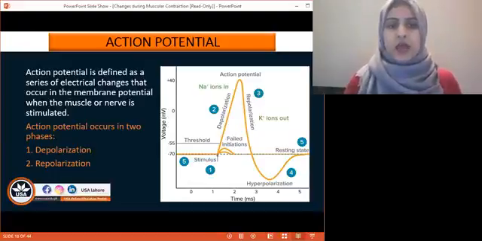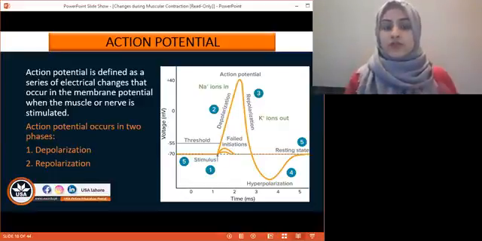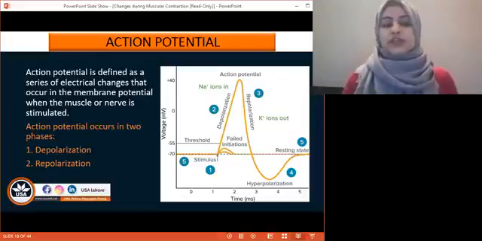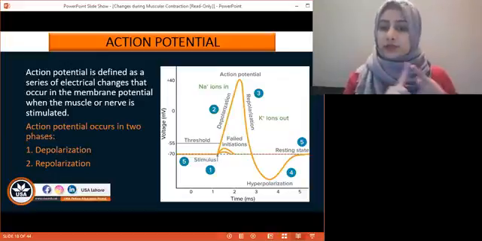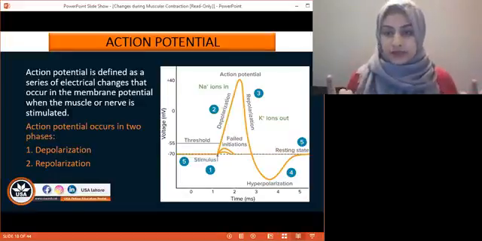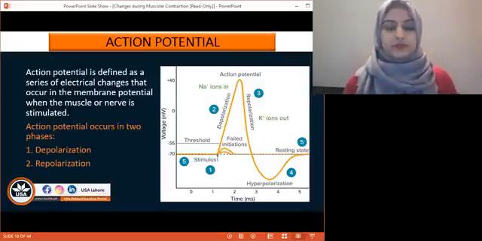So, as we discussed, what is action potential? Action potential is basically a series of electrical changes that occur in membrane potential when the muscle or nerve fiber is stimulated. Whenever it is stimulated, the action potential occurs in two phases: depolarization and repolarization. Depolarization is the part when the muscle contracts, and repolarization is the part when the muscle relaxes. So, the muscle contracts during depolarization and relaxes during repolarization.